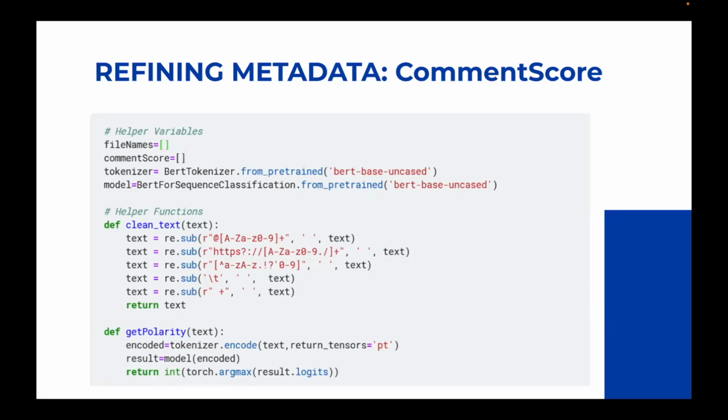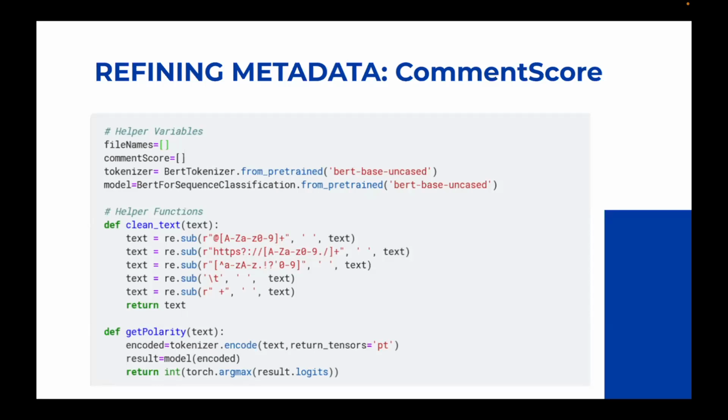In order to do this, we took all the comments from the different CSV files that we had for each subreddit. We cleaned the text, so we removed all the numericals and punctuation to get a cleaner data set, and ran it through a BERT model. BERT is a pre-trained model that we can use, and it does a binary classification of whether the comment is harmful or not harmful. So we just used that and created a polarity. And then we calculated the comment score.